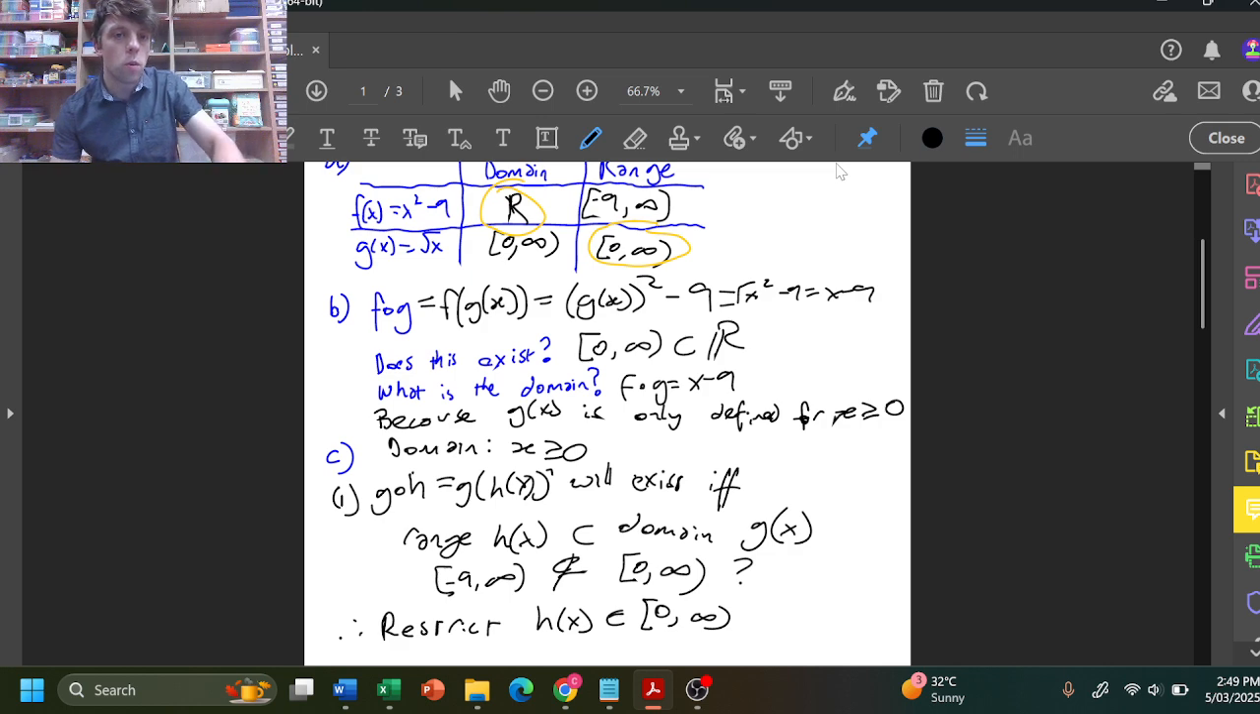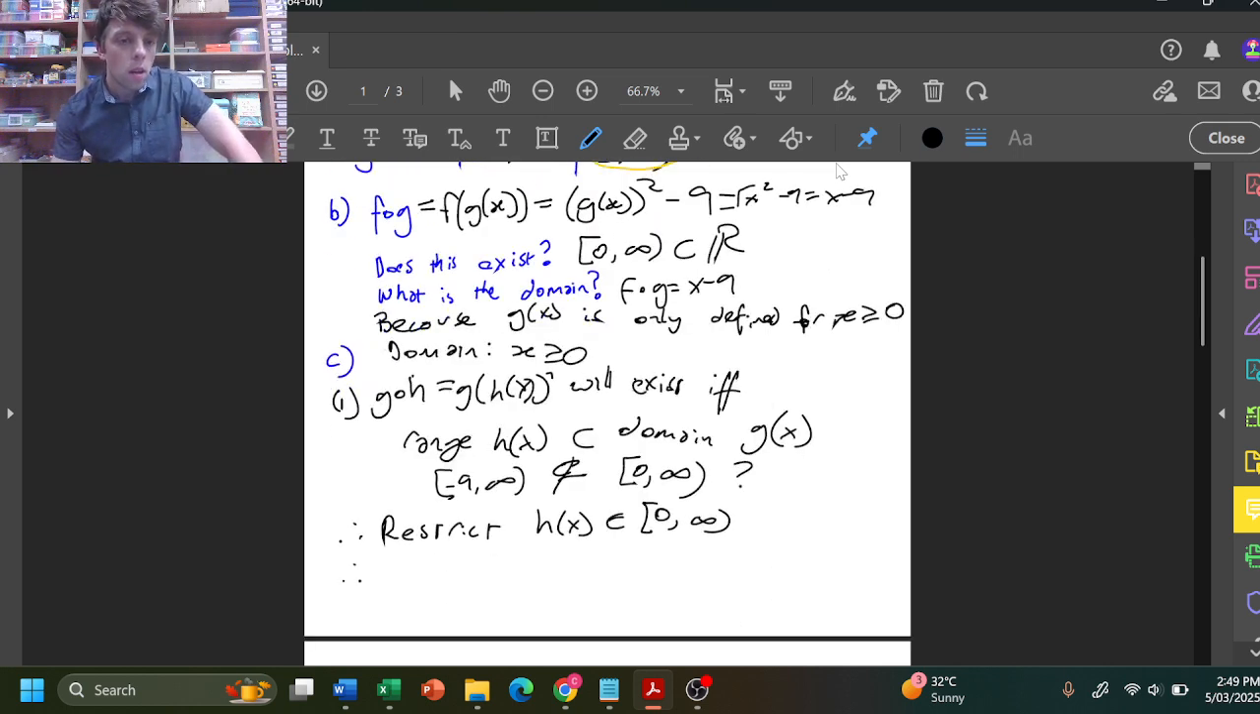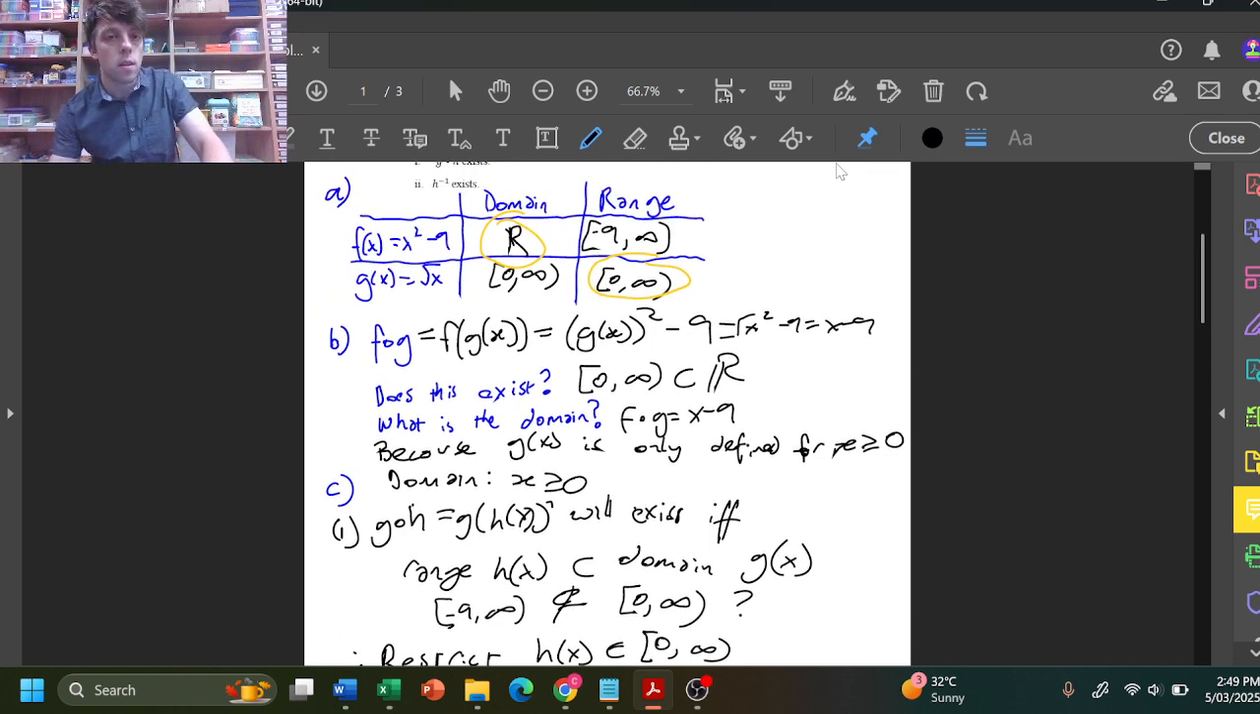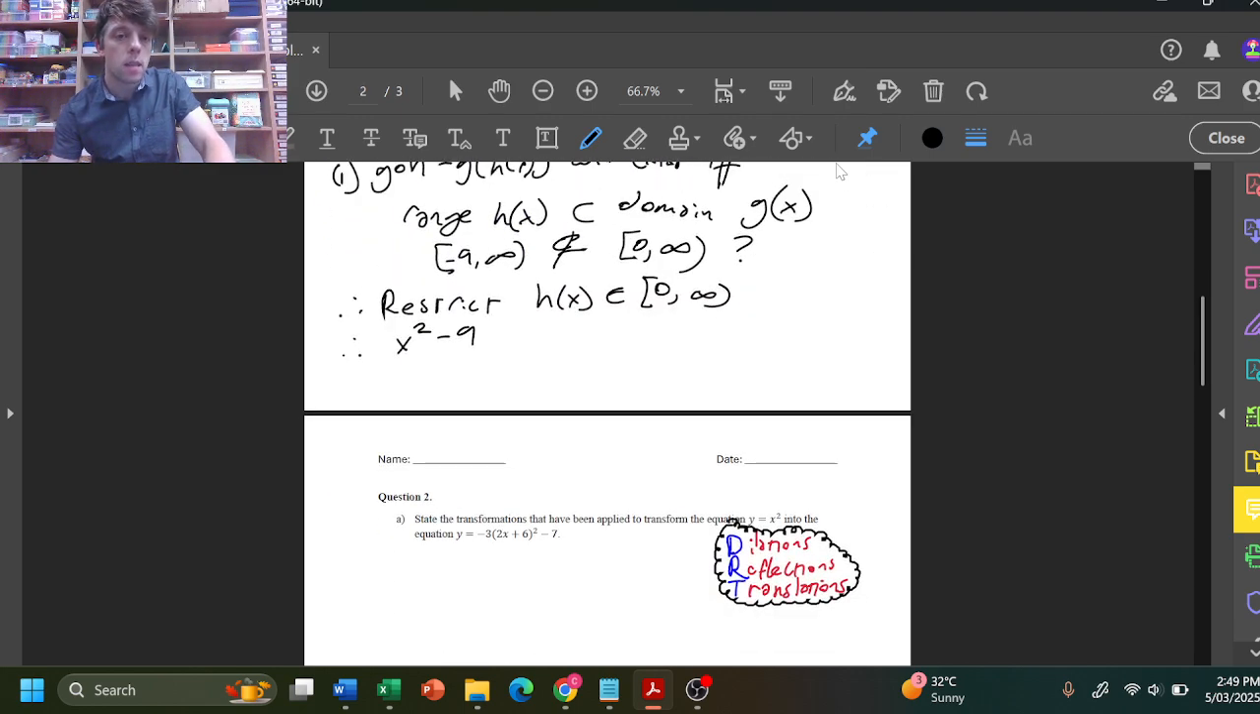So how can we do that? Well, that tells us that x squared minus 9, being the rule for h, needs to be greater than or equal to 0, which tells us that x squared needs to be greater than or equal to 9. I'm jumping ahead of myself there. Then if we take the square root of both sides, there are two possibilities, right? We could have a positive root and a negative root. So you need to be really careful here.